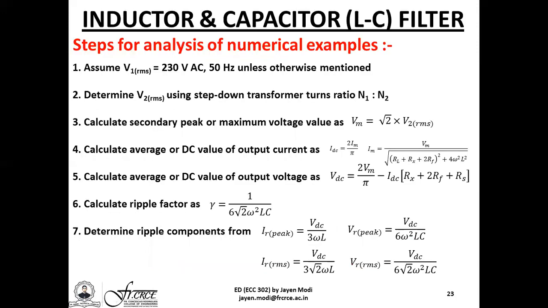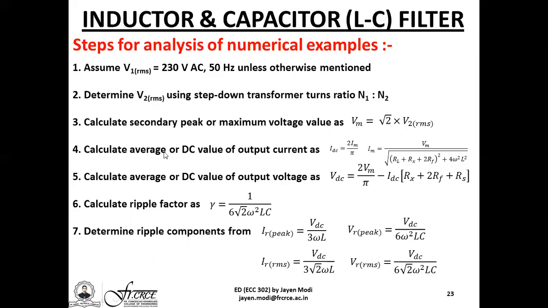The analysis steps are the same. You always assume that your 230 volts AC main supply, 50 hertz, is used, as we have a V1 RMS. You calculate the secondary RMS voltage by using the standard transformer equation where V1 upon V2 is equal to N1 upon N2, and the transformer turns ratio is given. Once you get V2 RMS, you then calculate the secondary peak or the maximum voltage, given as Vm is equal to root 2 into V2 RMS. You are simply multiplying the above term by the value root 2.